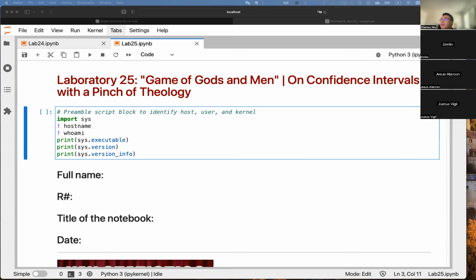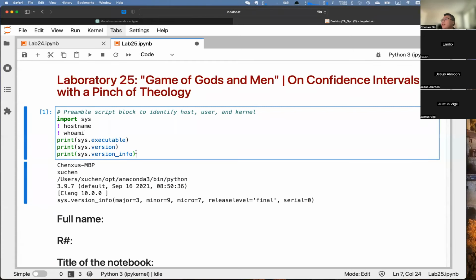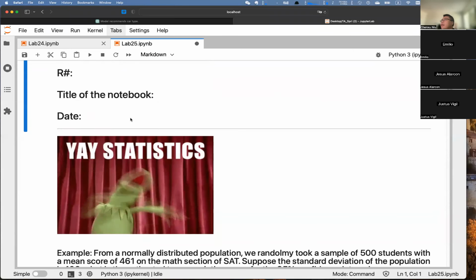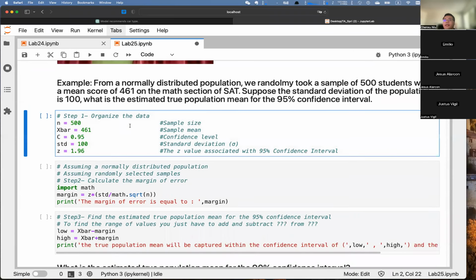Please download Laboratory 25 from Blackboard. Today we are going to learn confidence intervals. As usual, please run the first script to identify your hostname, username, and kernel information. Next, please input your name, or a number, and title. Okay, let's start with the example.